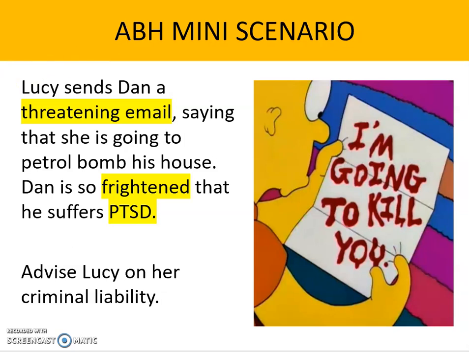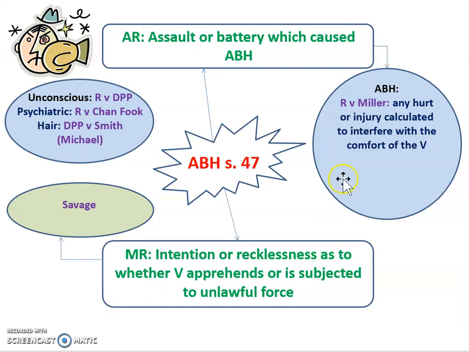Now, ABH, applying this to a scenario, is quite challenging and students often find it quite tricky. And the reason for that, if I just jump back a slide to this one, this is just a mind map summarising the law on ABH, or section 47. The reason it's quite tricky to apply is if we remind ourselves of the actus reus of the offence. To be guilty of a section 47 ABH, you need an assault or a battery, you don't need to have both, but you need an assault or a battery which has caused actual bodily harm.